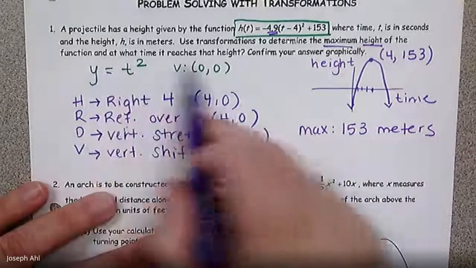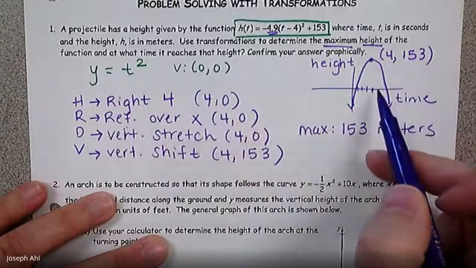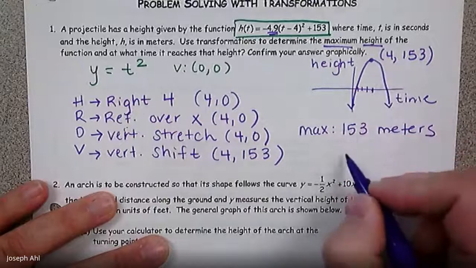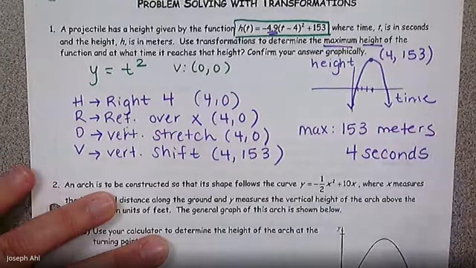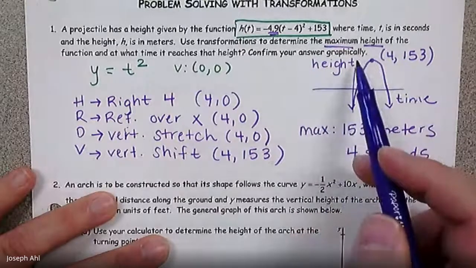And then it says at what time it reaches that height. So the time would be the x value of that point. And it does this after 4 seconds. So it's kind of cool that without even graphing, it says confirm graphically, which you guys can do.